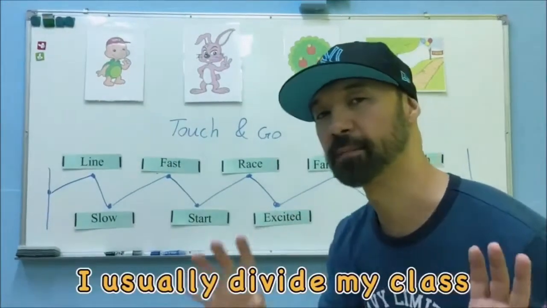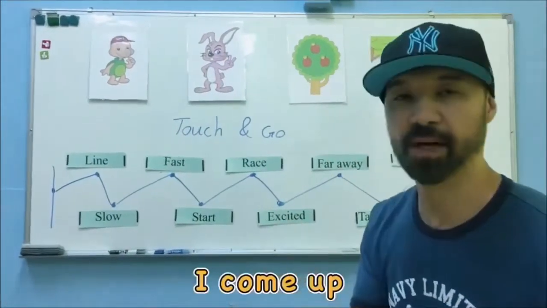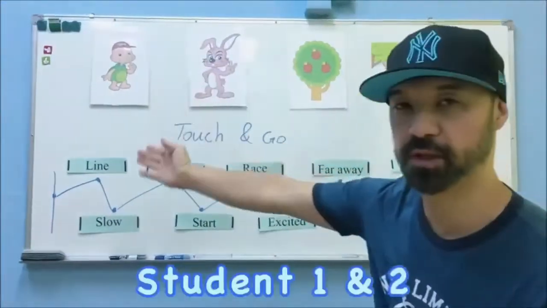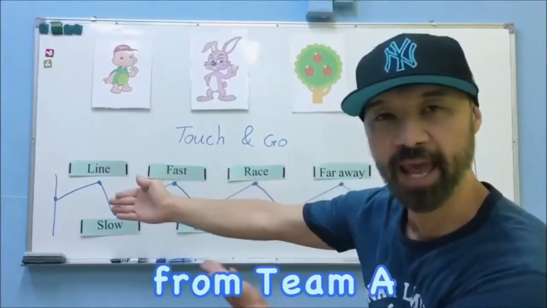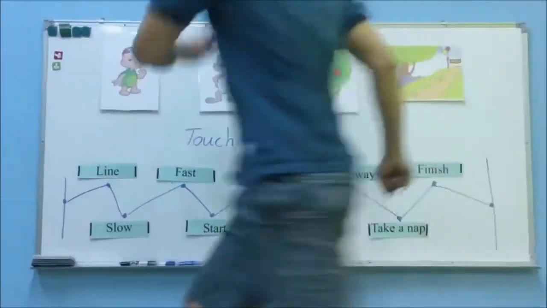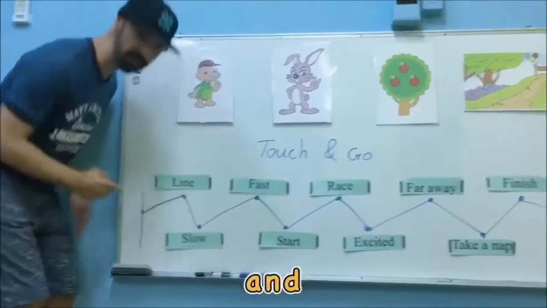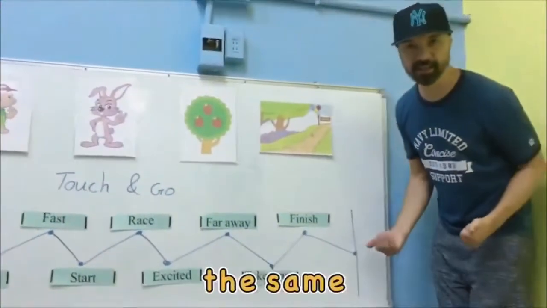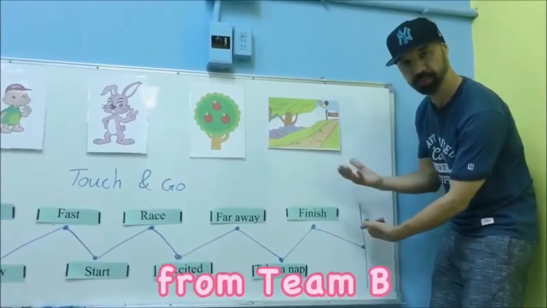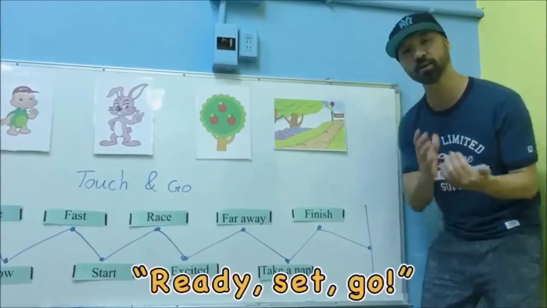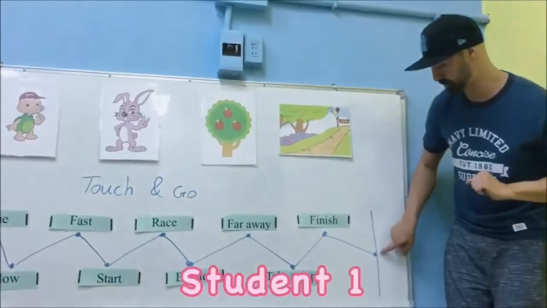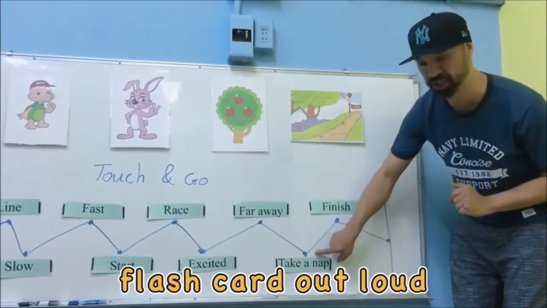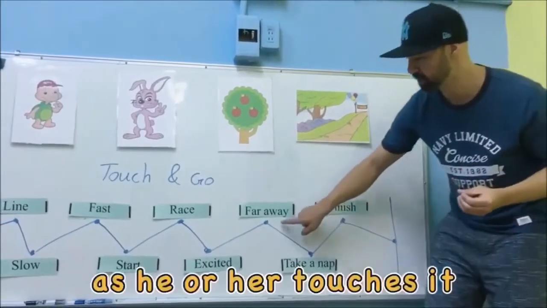I usually divide my class into two teams. I call two students to come up to the board. For example, student one and two from team A stand over here, student one and student two behind him. On the other side, the same: student one from team B and student two from team B. When I say ready, set, go, student number one starts reading each flashcard out loud as he or she touches it.